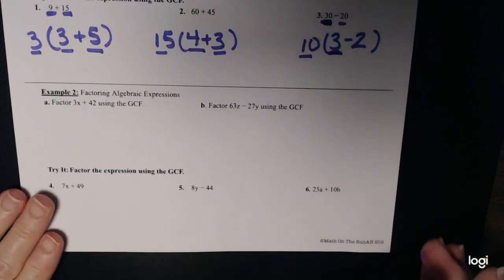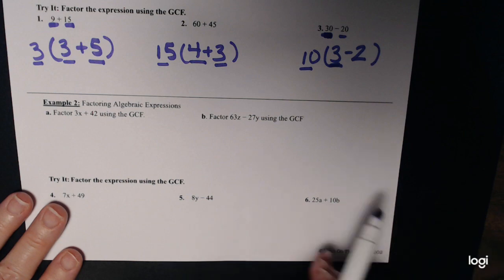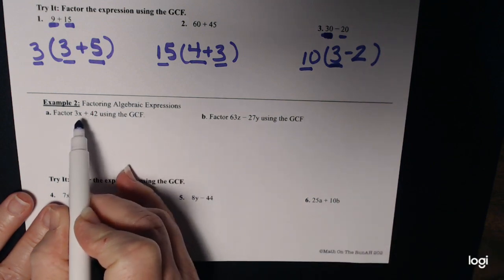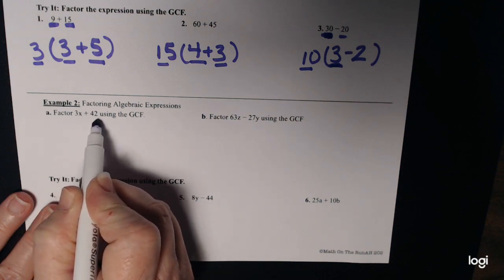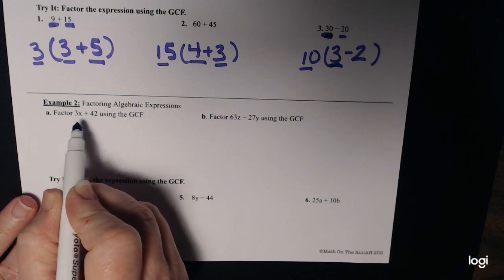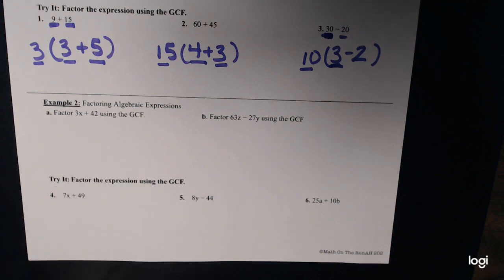All right, well, we're going to continue doing the same thing, but this time instead of just doing numerical expressions, we're going to do algebraic expressions, which means we're going to add a variable. We've added a 3. So our expression here says 3x plus 42. Well, I look at them and see what's the biggest factor they have in common. Well, this has an x, this doesn't. So we're going to look at the numbers, 3 and 42.